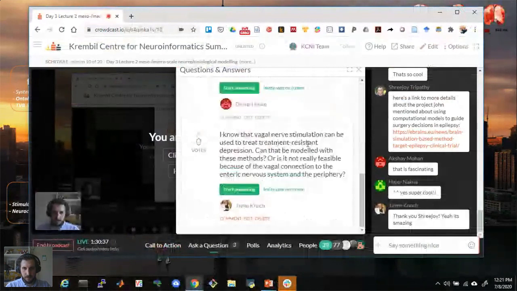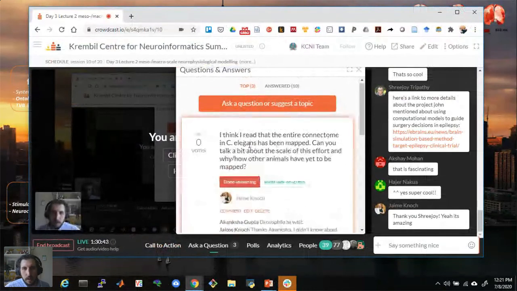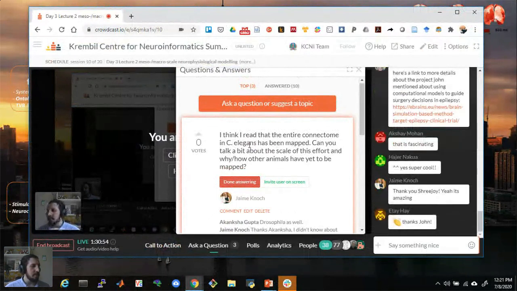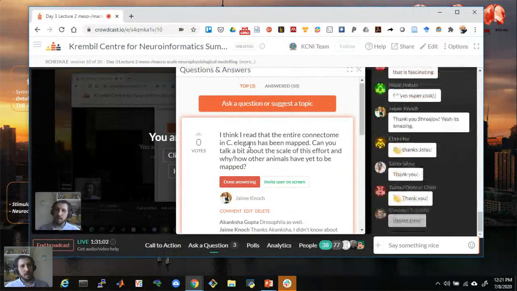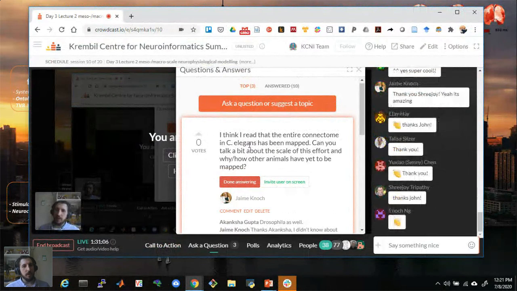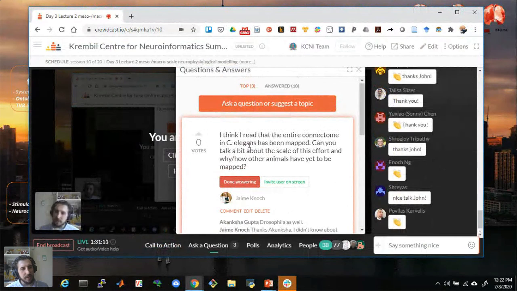Okay, so we have 3 questions to go through here. Number 1 from Jamie: I think I read the entire connectome of C. elegans has been mapped. Can you talk about the scale of this effort and why other animals have not yet been mapped? Yes, absolutely. C. elegans is the poster child of connectomics because it's been mapped, all 302 neurons. Why has this not been done in other animals? Well, because it's hard is the answer, but also the extent to which it's been done in other animals.